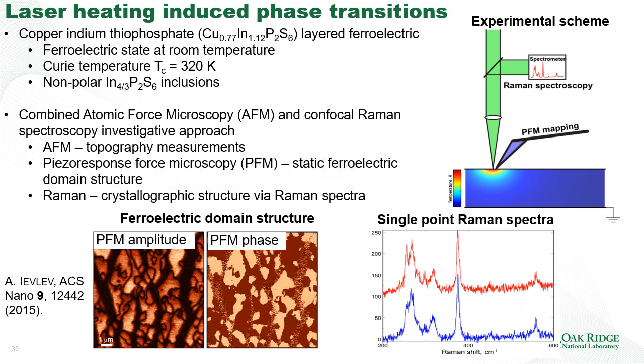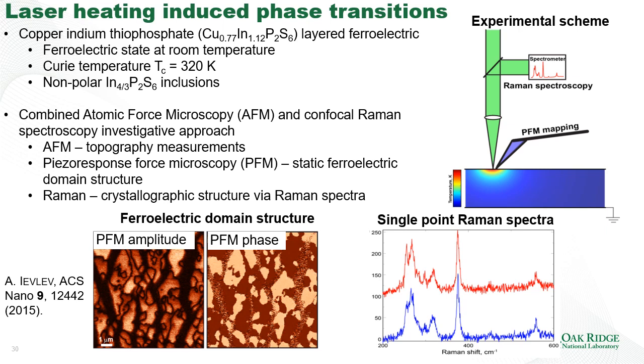We use piezo response force microscopy, which gives us domain structures. And we can also do micro-Raman measurements, which give us information about chemical and physical properties through the Raman spectra. Interestingly enough, we know that the Raman spectra for one phase and another phase are slightly different. These are examples of 2 phases. But the difference is very, very small.